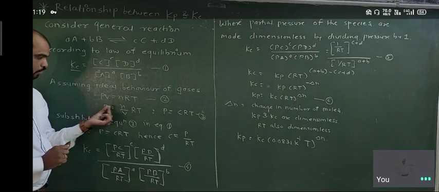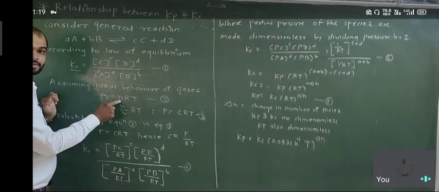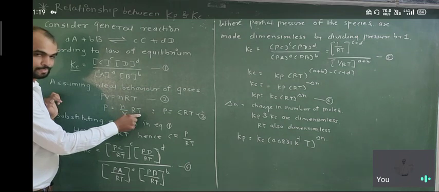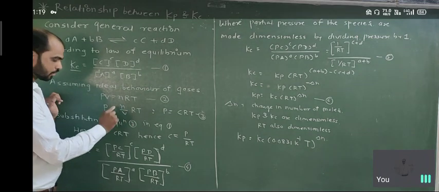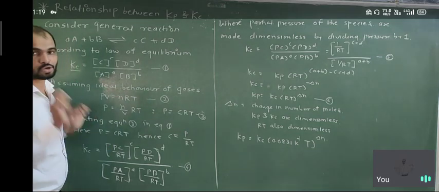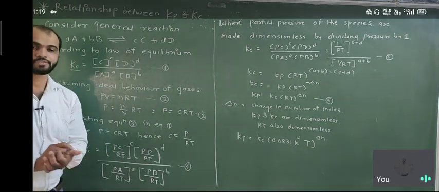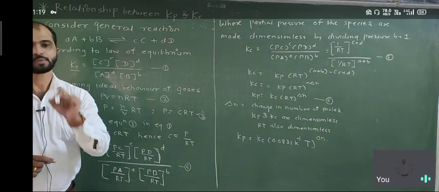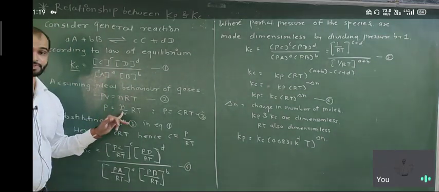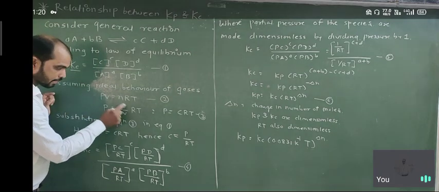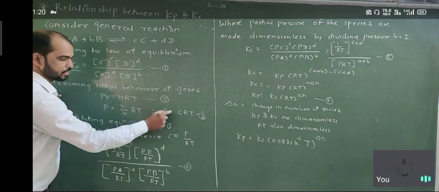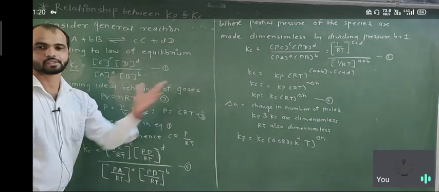So P is equal to nRT upon V, since V goes to the denominator, and this is the same as P equals CRT, because C is the concentration, and concentration is the number of moles upon volume, where n is the number of moles and V is the volume. So we get P equals CRT, it is equation number 3.